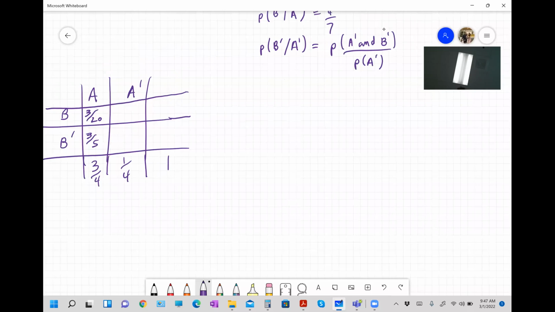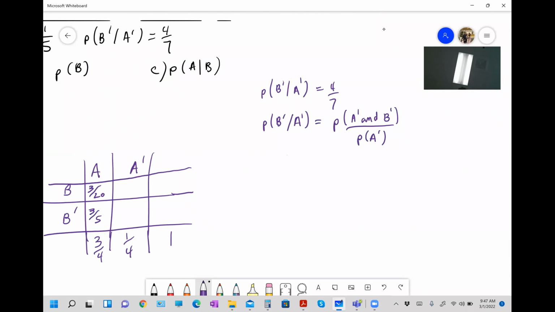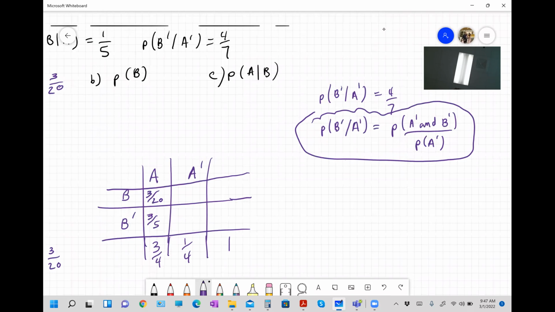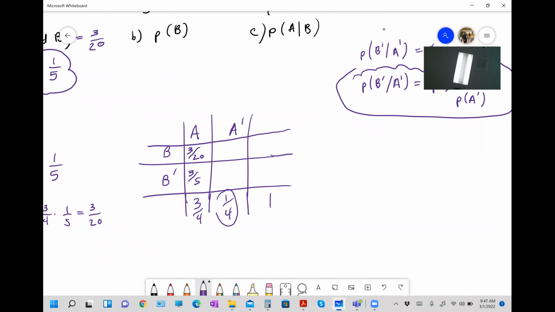There we go. Okay, so you said, where did I get the 1/4? Do you realize where I got the 4/7? It was given, right? And do you realize how I wrote the probability of not B given not A equals the probability of not A and not B? Do you see how I wrote that down? Okay, so now look at this part here. Remember when I did this part here?